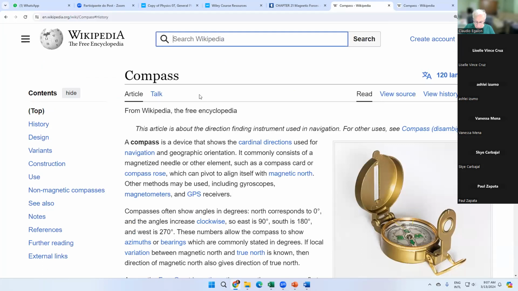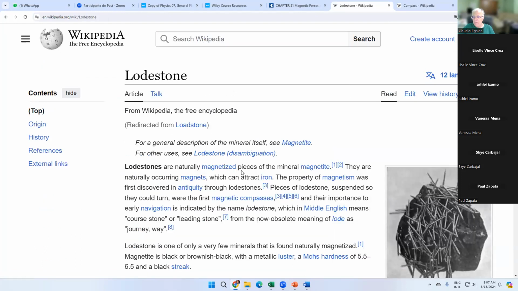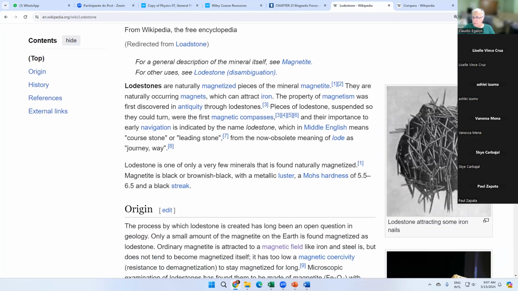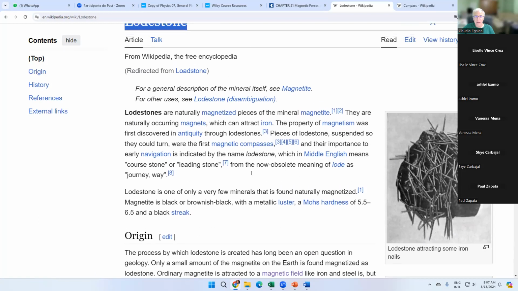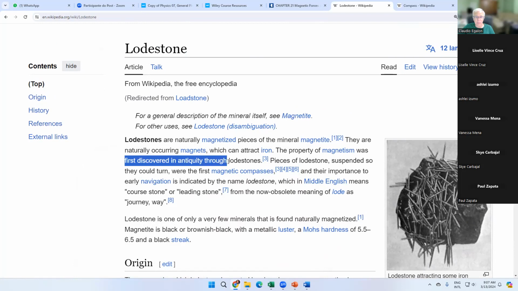And let's see, lodestone. Naturally magnetized. Here you go. Okay, it was this topic here, lodestone. That's where the picture was. And here you go. It's just like our magnetic filings, right? Or in this case, it would be iron nails attracted to the lodestone. A naturally magnetized piece of the mineral magnetite. They are naturally occurring magnets which can attract iron. The property of magnetism was first discovered in antiquity through lodestones. And then we have a reference here.